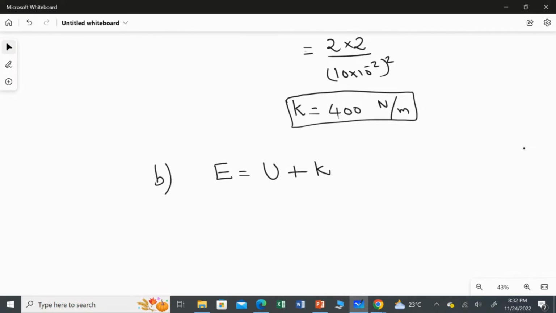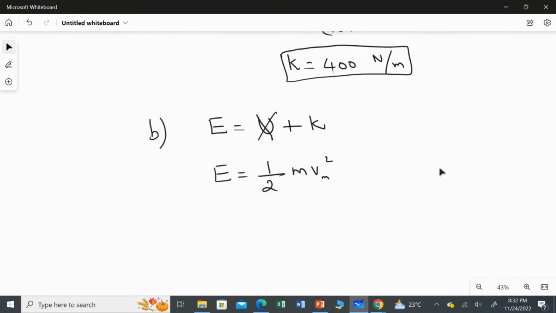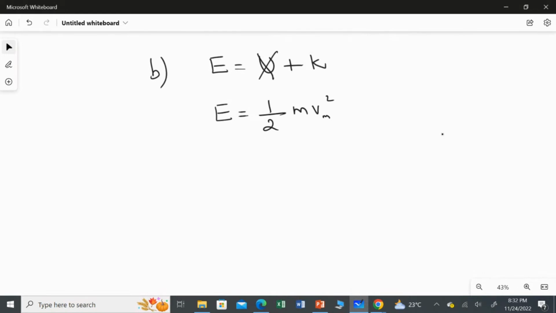So when the block is at its equilibrium position, it will have the maximum speed. By that time it is purely kinetic energy. So the potential energy will not be there, therefore the mechanical energy E is equal to half m Vm square, because it will have the maximum speed at that time. So I am going to rearrange this equation in terms of mass. Therefore the mass m is equal to 2 multiplied by E divided by the maximum speed square.